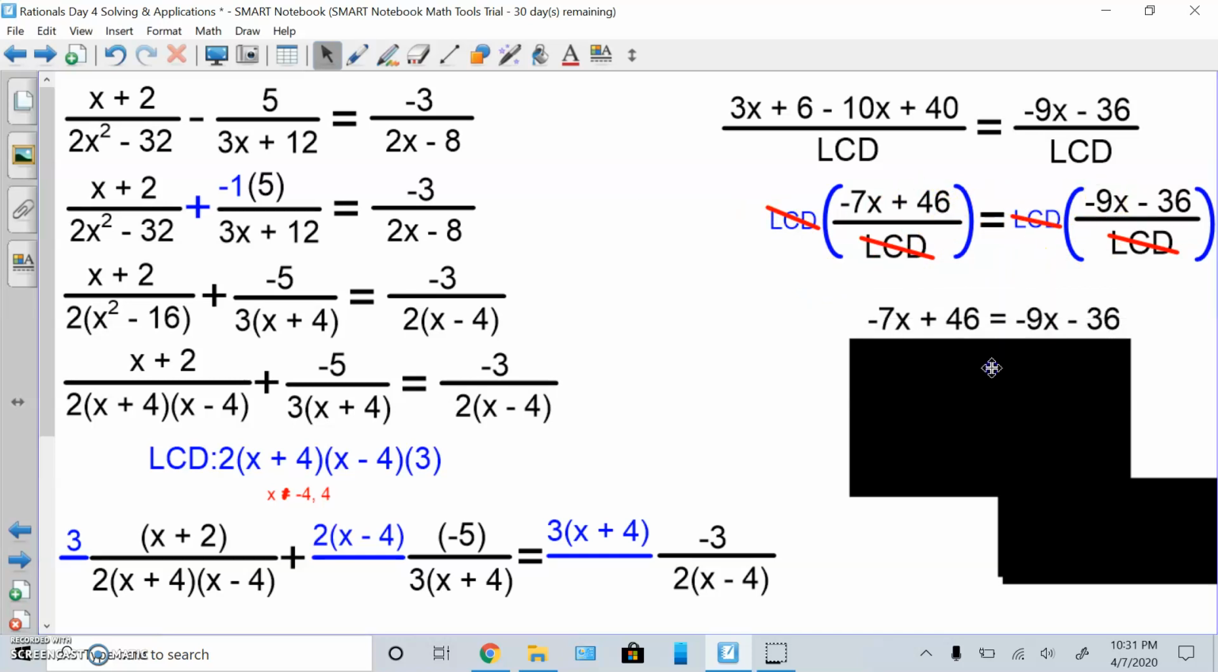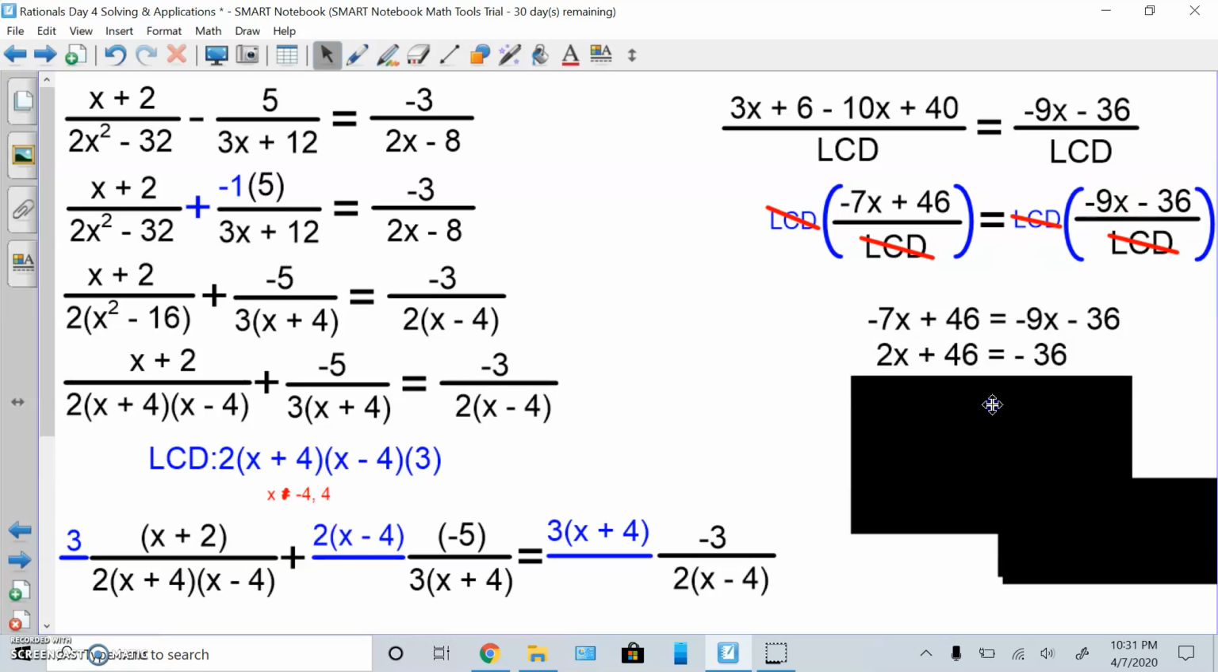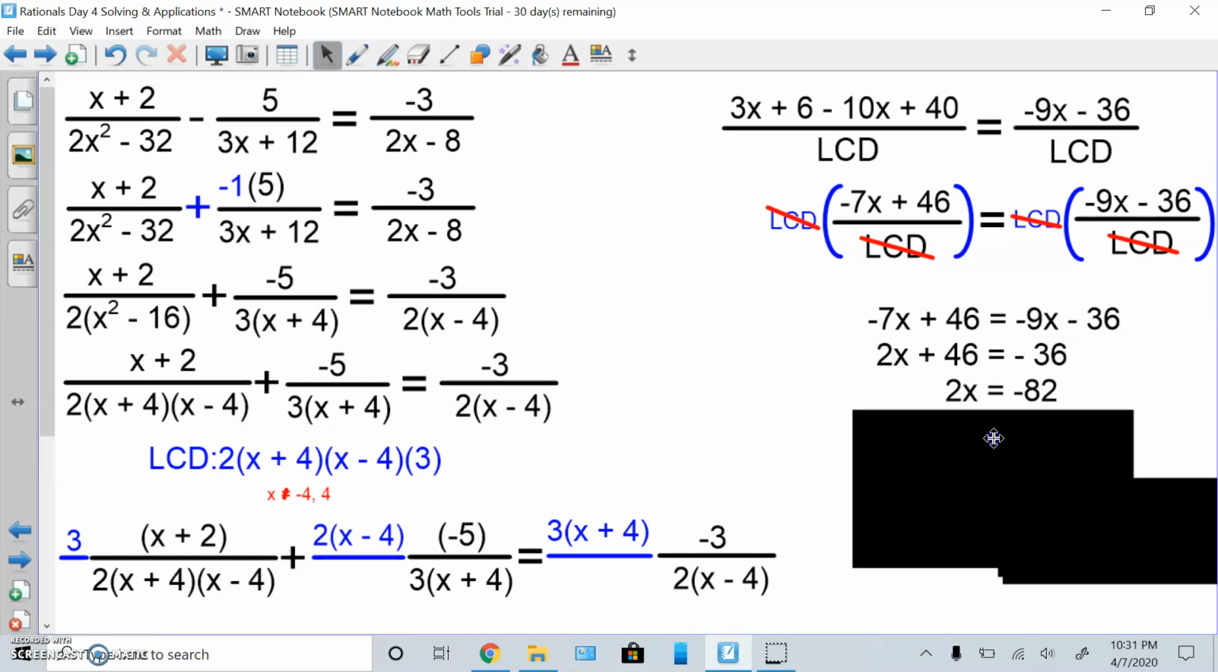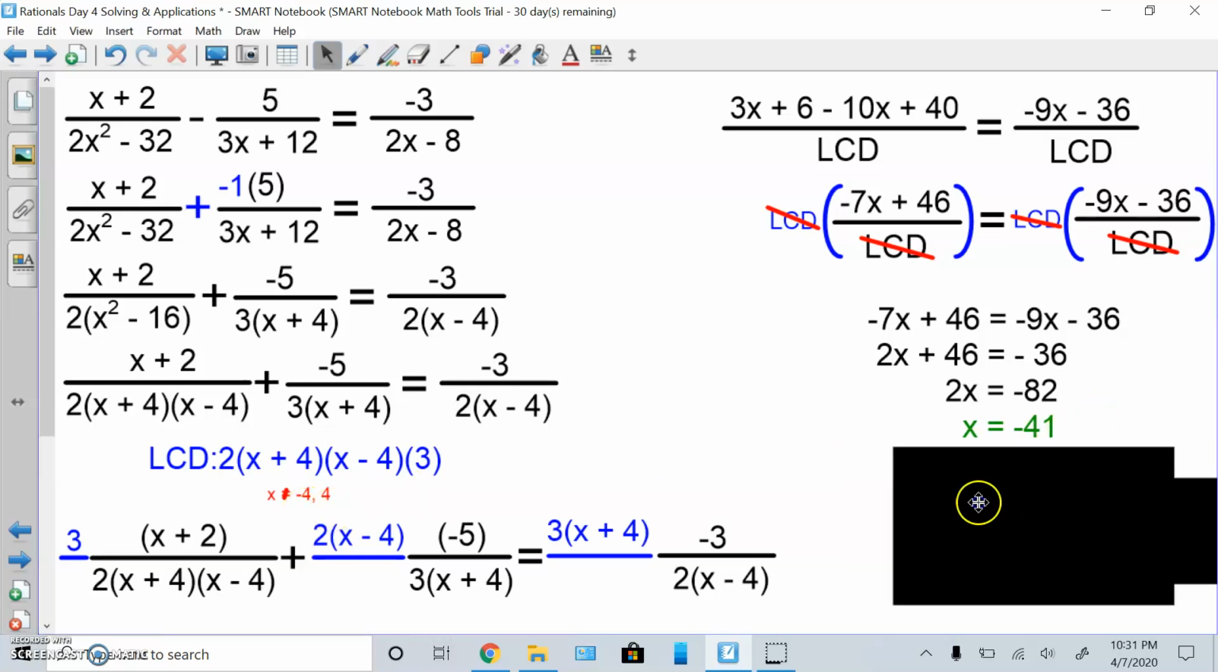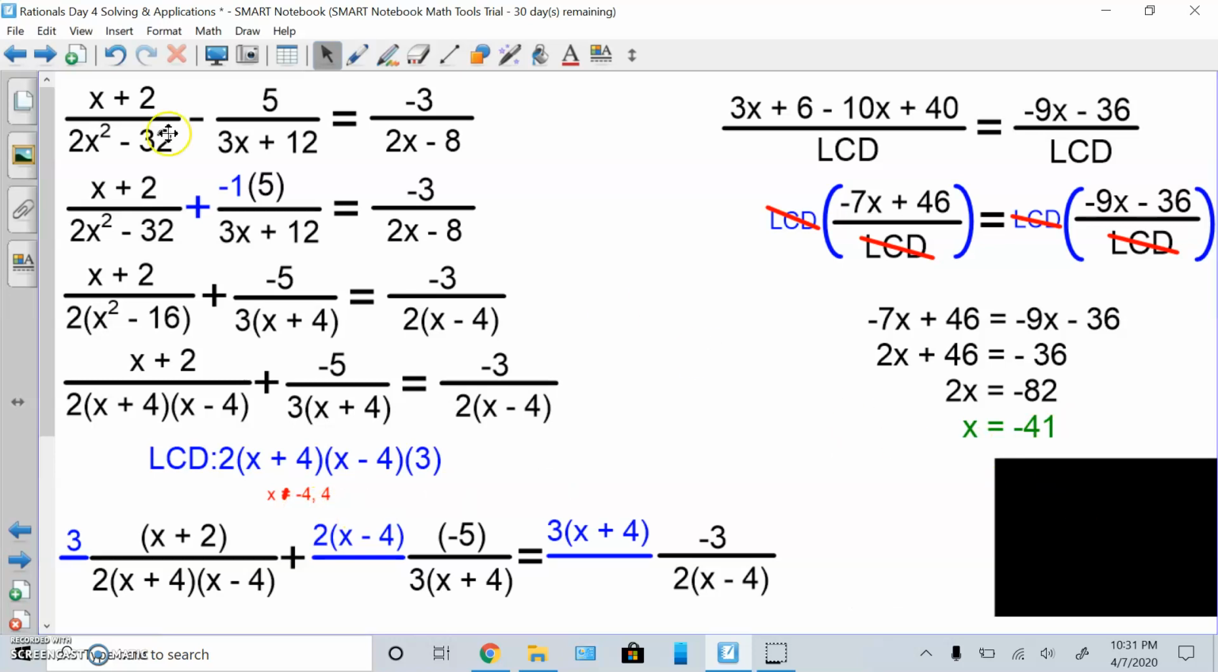It is linear. If it's linear, get x on one side, get x by itself. So I'm going to add 9x to both sides to get this. To get x by itself, I subtract 46 to get that. To get x by itself, I divide by 2 to get that. Before I box that in, I check, was this part of my restrictions? Negative 41 is not in there, so that is the answer. All right, one last problem.